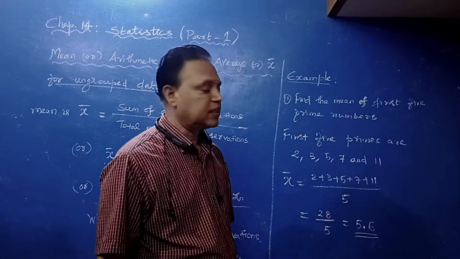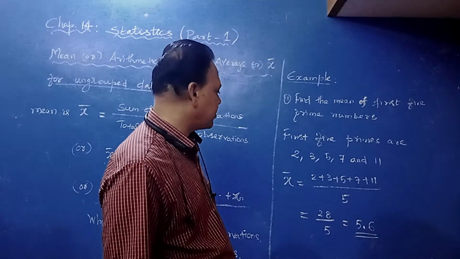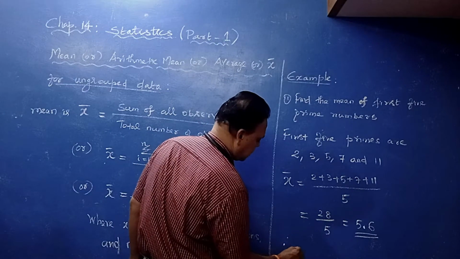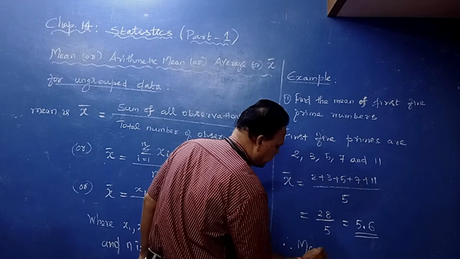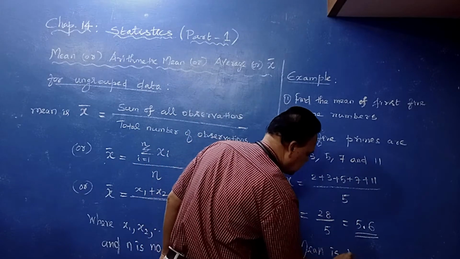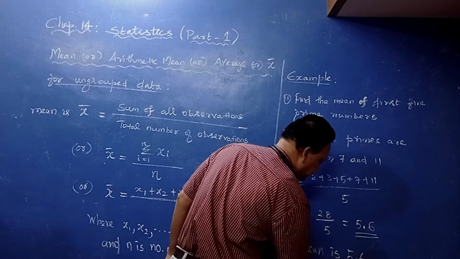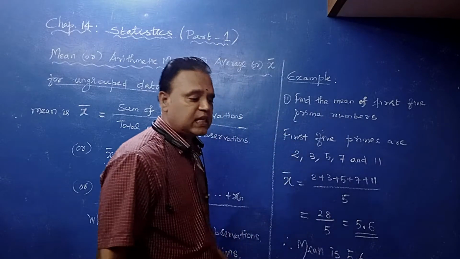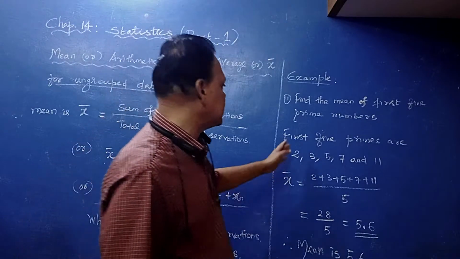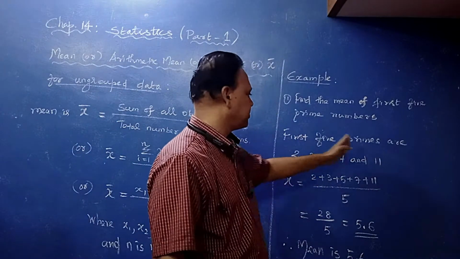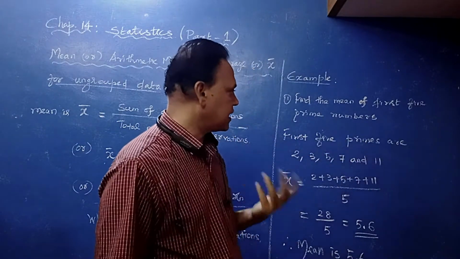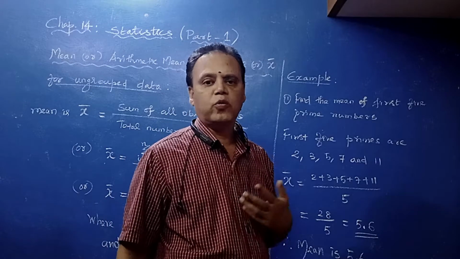Understand? Mean is 5.6. The question is find the mean. Therefore, mean is 5.6. Understand? Like this, easily we can find out the mean for ungrouped data. This one is ungrouped data. Clear? So next we will see the grouped data.